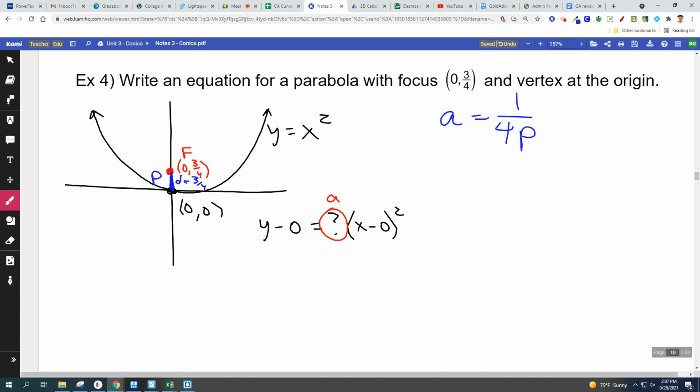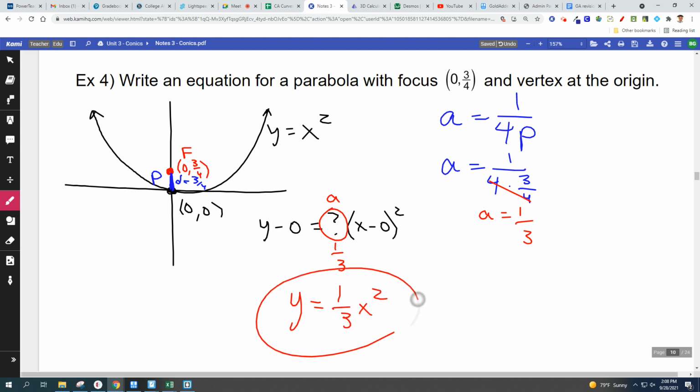So I can put a equals 1 over 4 times 3/4 right here. And the 4's cancel, so a is just 1/3. It looks like this number is going to be 1/3. So my equation: y equals 1/3 x squared.